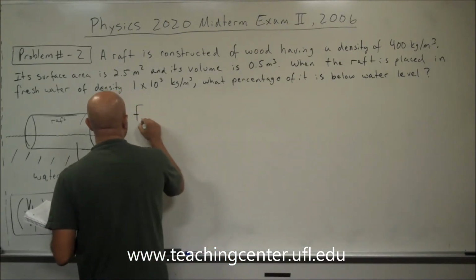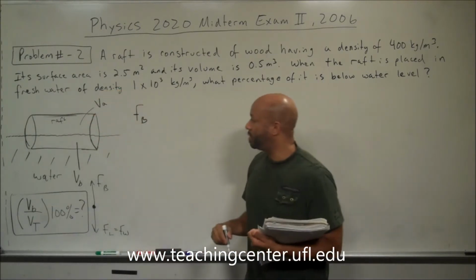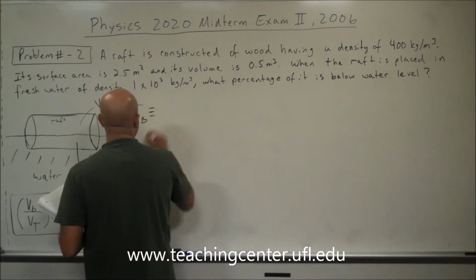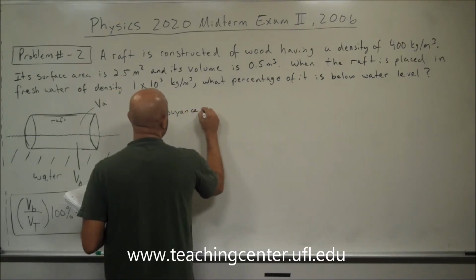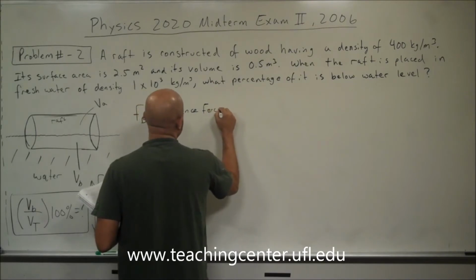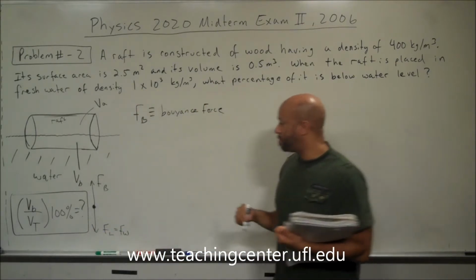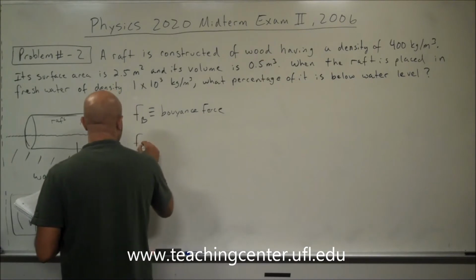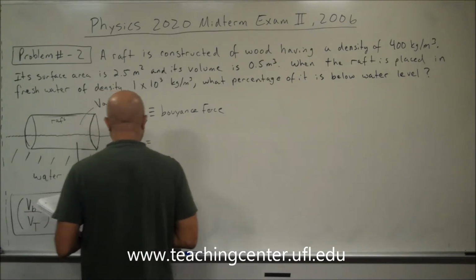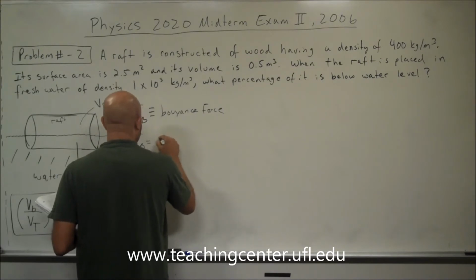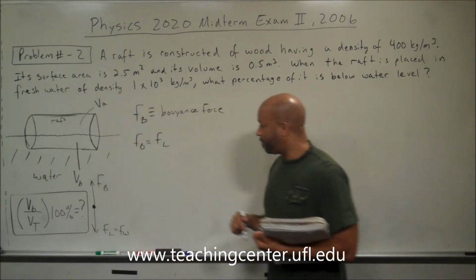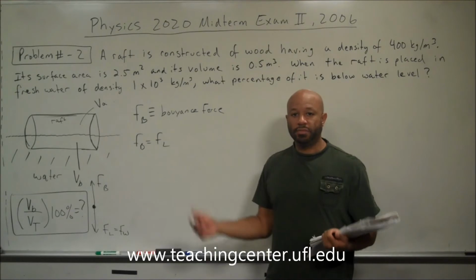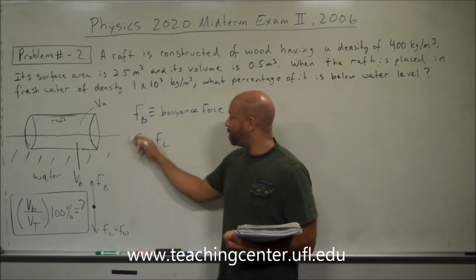you have some buoyant force, okay, so we'll call that F sub capital B. So this is your buoyant force, and your buoyant force is actually equal to the weight, the force of the liquid, okay, that's displaced. So that's what basically Archimedes says.